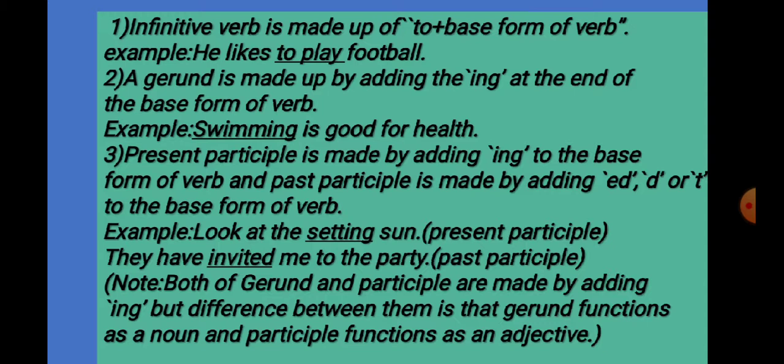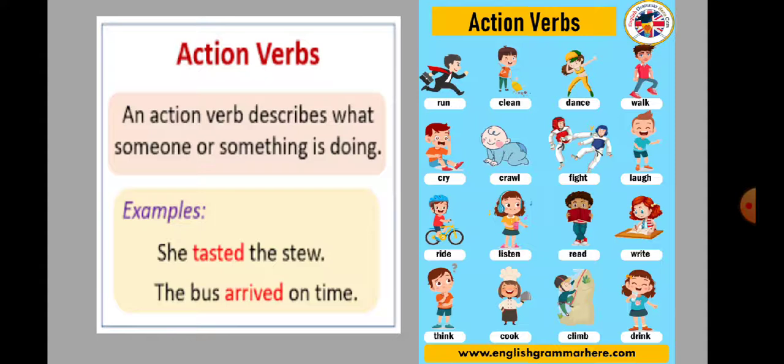Present participle is made by adding ing to the base form of verb, and past participle is made by adding ed, d or t to the base form of verb. You see the examples. Look at the setting sun. This is the example of present participle. And they have invited me to the party. This is the example of past participle. Dear students, both gerund and participle are made by adding ing, but the difference between them is that gerund functions as a noun and participle functions as an adjective in a sentence.